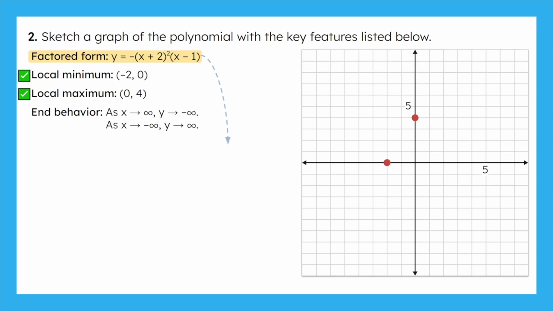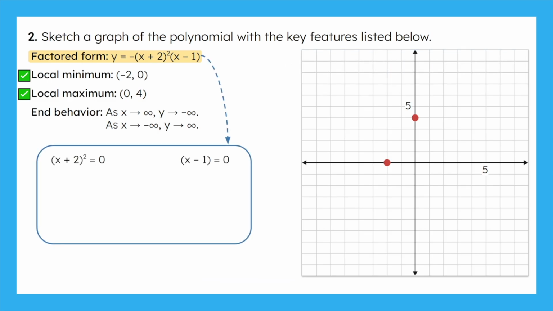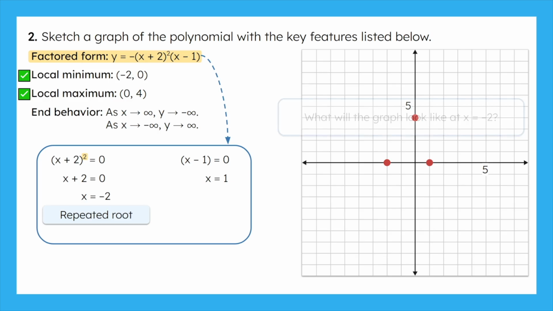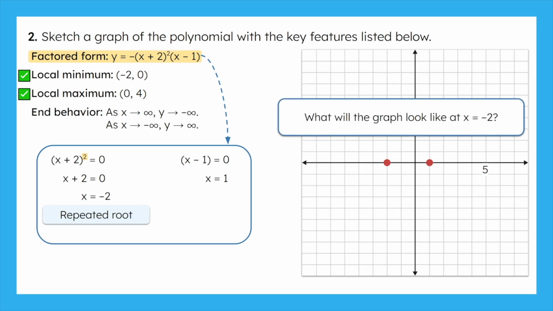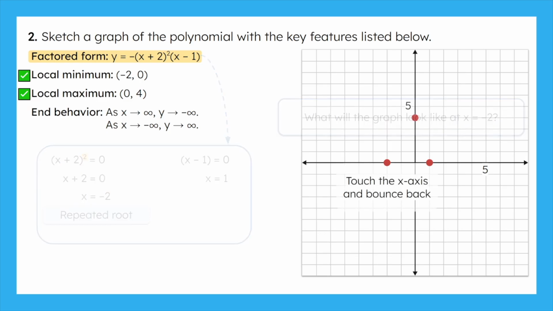Exactly, we can set each of these factors equal to 0 and solve. That means I have a root at -2 and at 1. Since the factor x plus 2 is squared, I know that -2 is a repeated root. So what will the graph look like at x equals -2? Right, when a root has even multiplicity, it means the graph will touch the axis and bounce back up or down depending on the function.